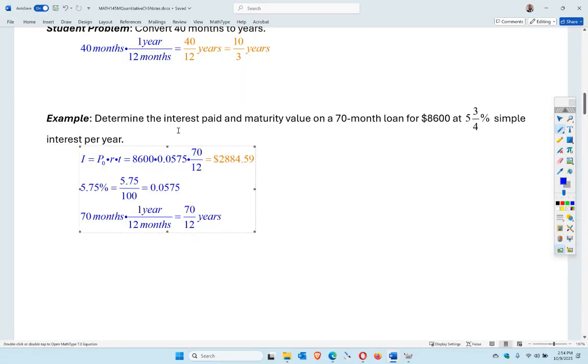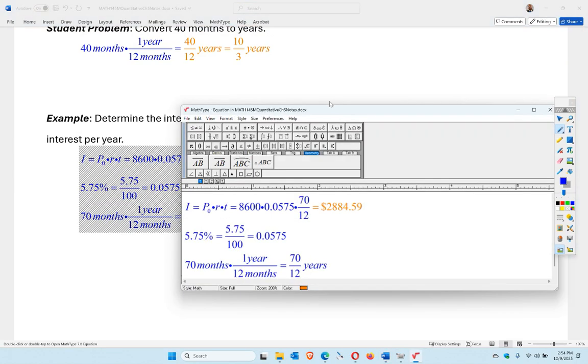All right, so it says determine the interest paid and the maturity value. Oh, so we need that too, right? So if I think about the maturity value, right?